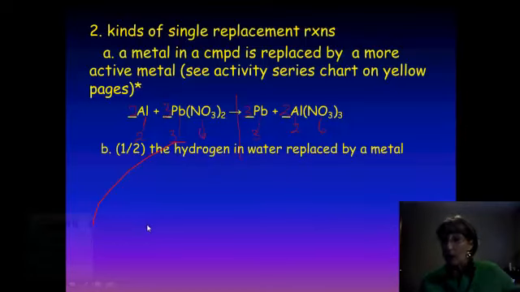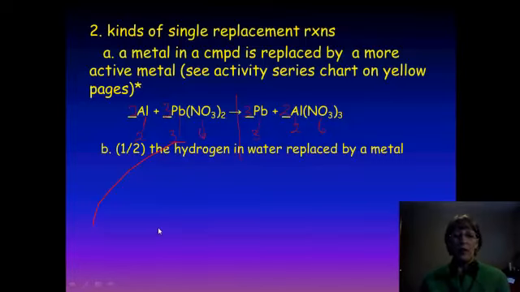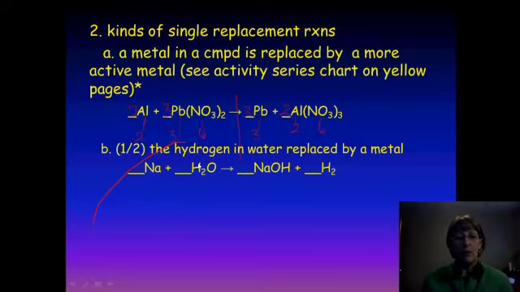Half of the hydrogen, here's another one. So we have two types of single replacement reactions, right? One, a metal is replaced by a more active metal, and the other one is kind of a weird one. Half the hydrogen in water is replaced by a metal. So here's the metal, and the metal's going to boot the hydrogen out of the way, not all of it, but half of it. So we have Na and the O and one of the H's, half of the H's, and then we have hydrogen gas by itself. So we've taken the sodium, booted some of the hydrogen out, so we have NaOH, and then we have pure hydrogen all by itself, right?